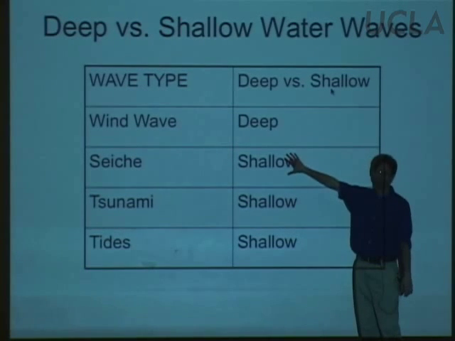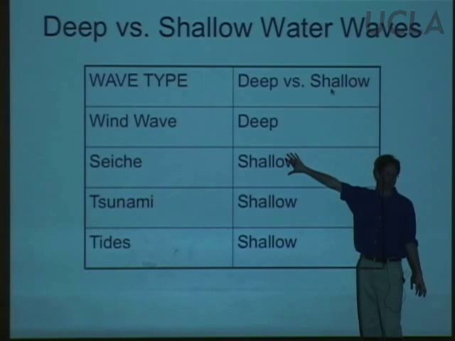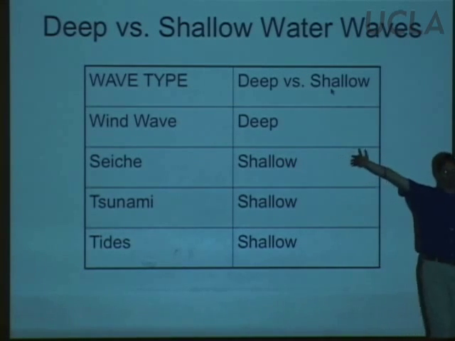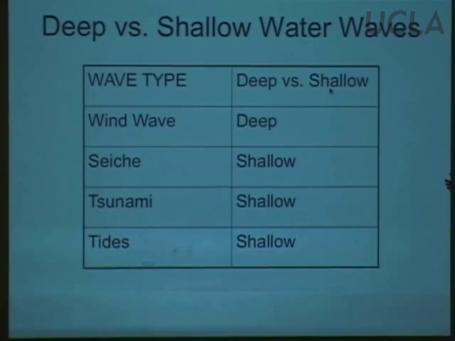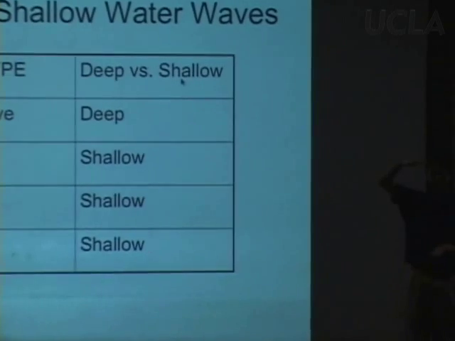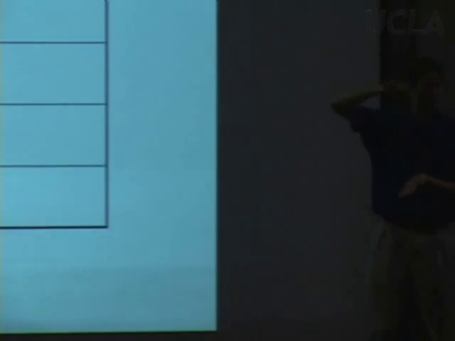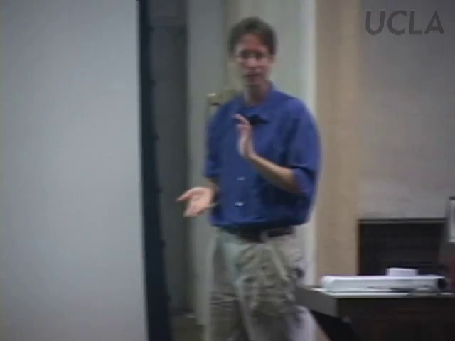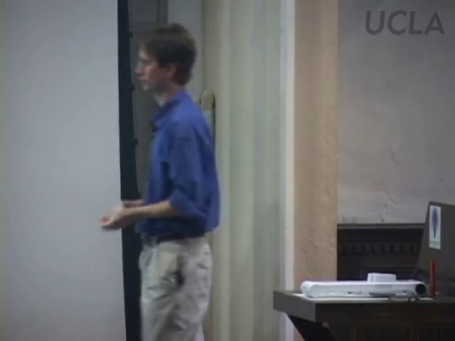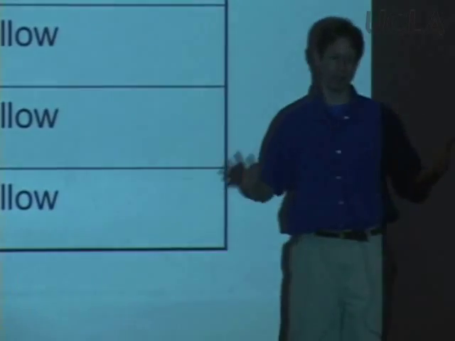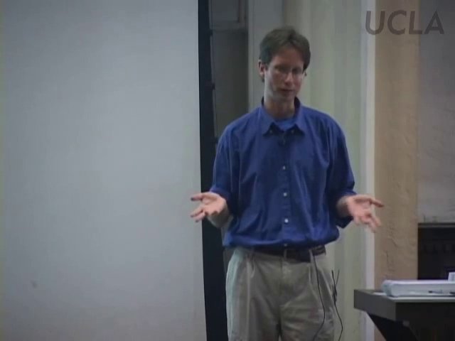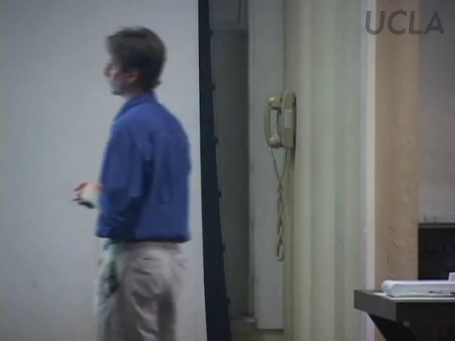Seiches have wavelengths that are as large or larger than the basins in which they exist. So if you have a wave with a wavelength of a few hundred kilometers, that's much, much larger than the depth of the basin, even if it's the ocean. So those are going to generally behave as shallow water waves. The bottom, the depth, is very important for them. Likewise, tsunamis tend to have fairly long wavelengths. At least the most destructive, the largest ones, may have wavelengths of order 100 kilometers or so. So they're going to be either shallow water waves or somewhere in between shallow and deep water waves, depending on how deep the ocean is and what the wavelength actually is.